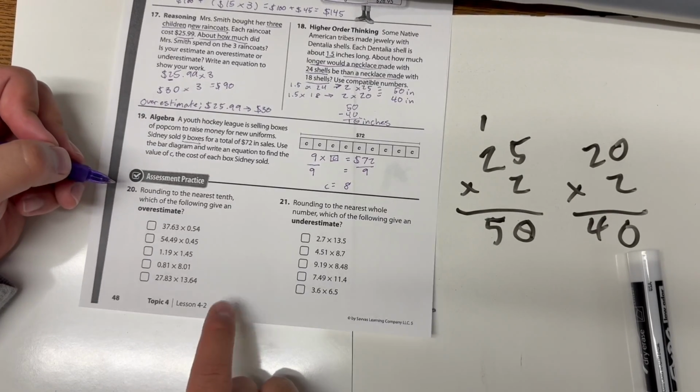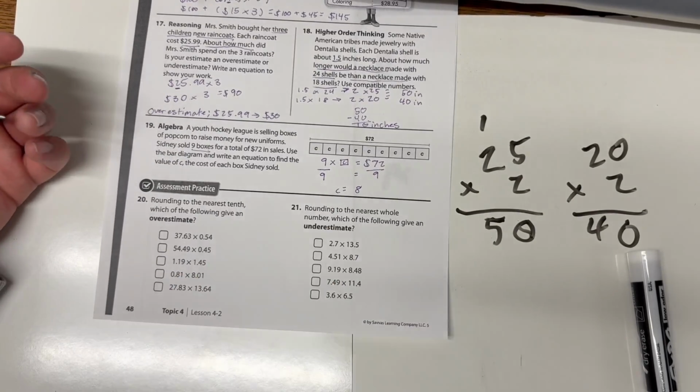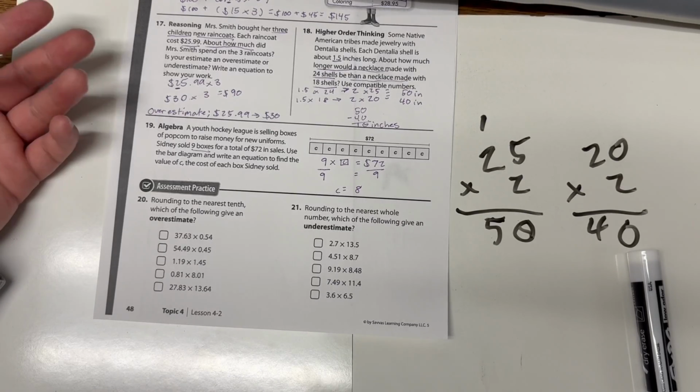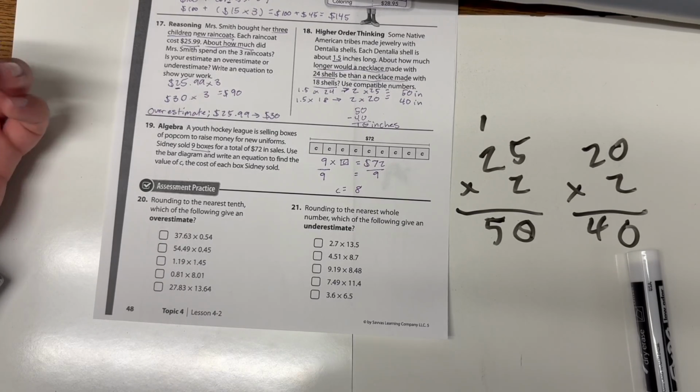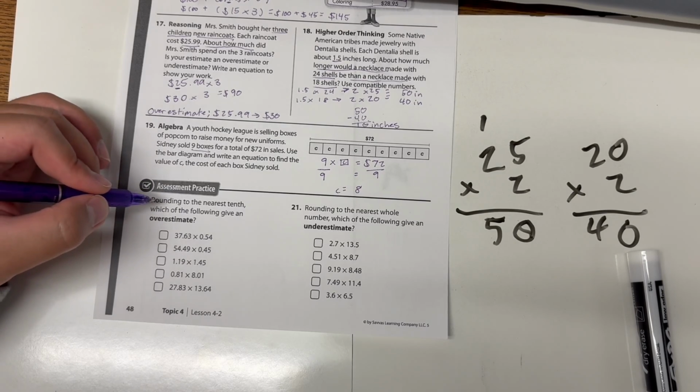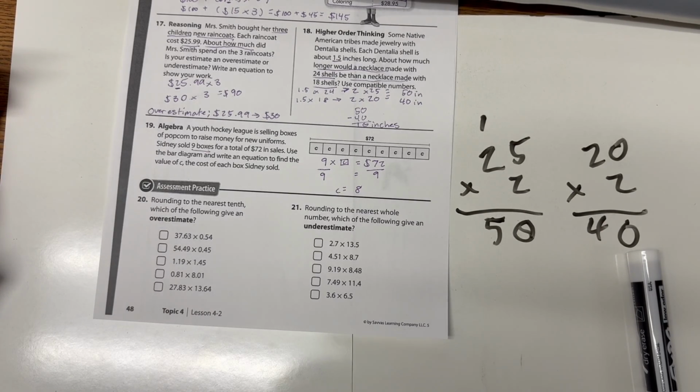For this assessment practice, what I'll do is I'll just read it. You'll come in tomorrow having attempted it already. So, rounding to the nearest tenth, which of the following give an overestimate? Rounding to the nearest whole number, which of the following give an underestimate?